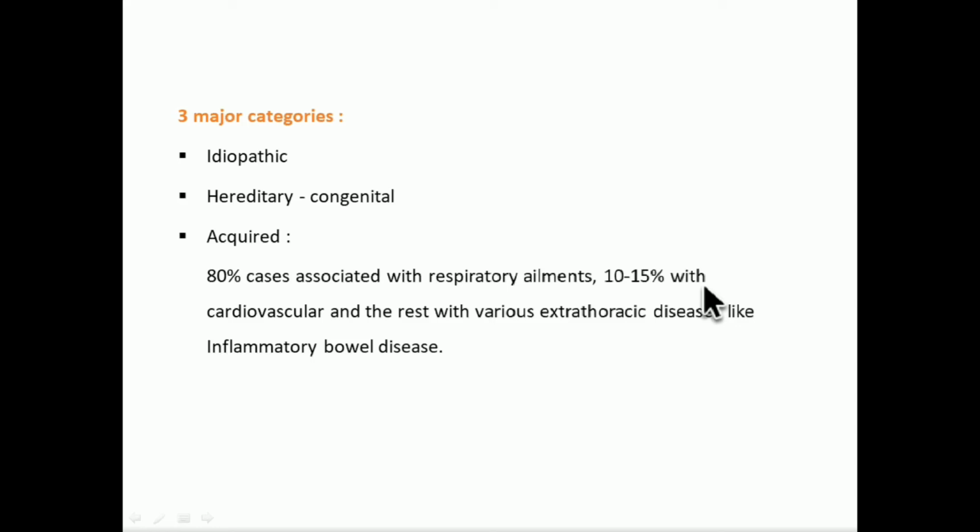Now clubbing can have many causes. It could be idiopathic, it could be hereditary, but what we are concerned about is the acquired causes, because 80% of cases are because of respiratory causes, 10 to 15% are because of cardiovascular causes, and the rest could be because of other causes like inflammatory bowel disease, etc.